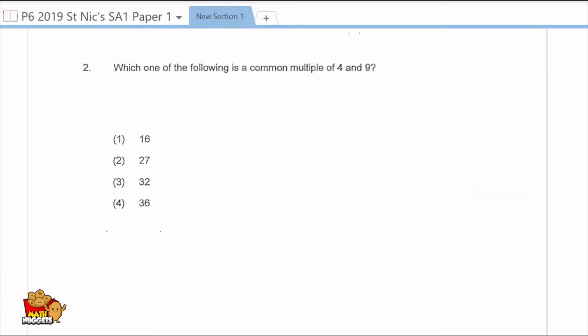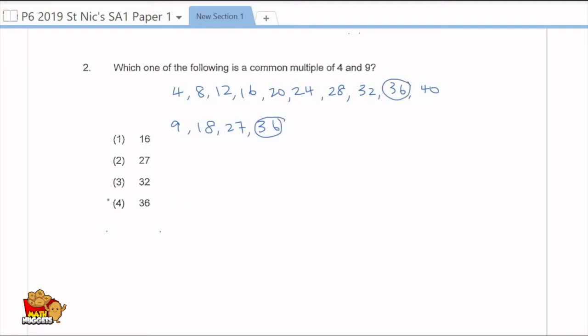Question 2, which one of the following is a common multiple of 4 and 9? So you just need to go and list down the multiples of 4 and 9. Let me try to list down, for those who don't know yet, your multiplication. So 4, 8, 12, 16, list down the multiples of 4. Then you list down the multiples of 9. And you will see that it's actually 36. Option 4.